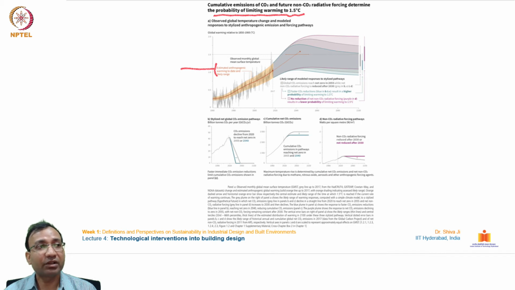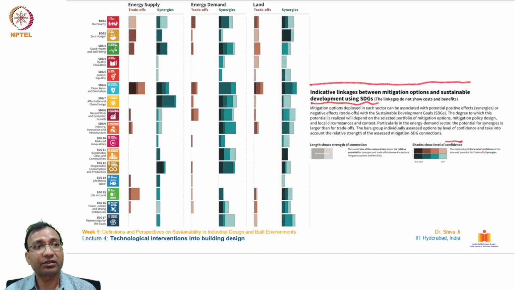Let me move on, because we have seen enough of this sort of data. Let's talk more about the UN SDGs. Here, this chart shows indicative linkages between mitigation options and sustainable development using these SDGs. For all these 17 SDGs, it talks about the trade-offs and synergies which are possible. You can see these color codes over here.